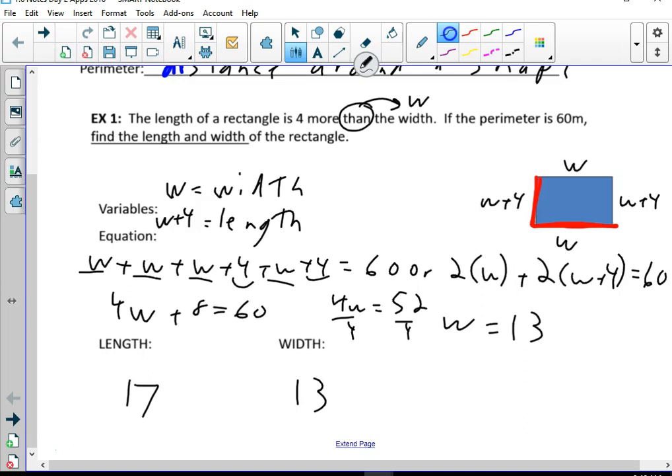What do you get? Yeah, here's the trick. Add 17 and 13. And times it by 2. Very good. 17 plus 13 is 30. Times by 2 is 60.